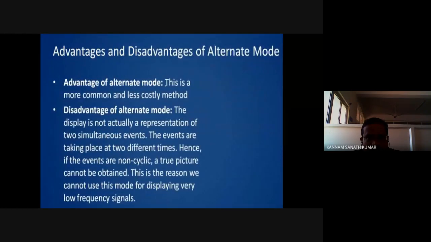If you see the advantages, it is a more common and less costly method. Disadvantages: the display is not actually representative. Suppose non-cyclic signals are there. Non-cyclic signals are not displayed by using this alternate mode.